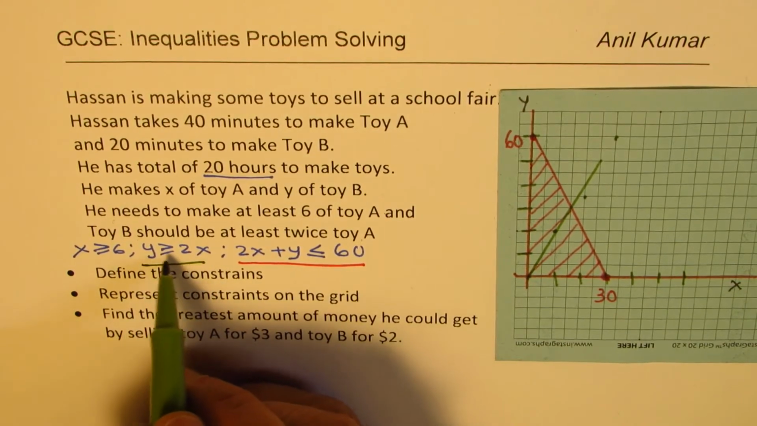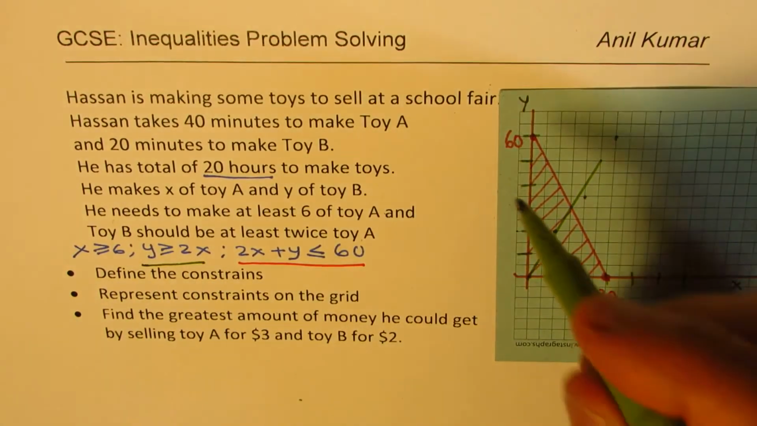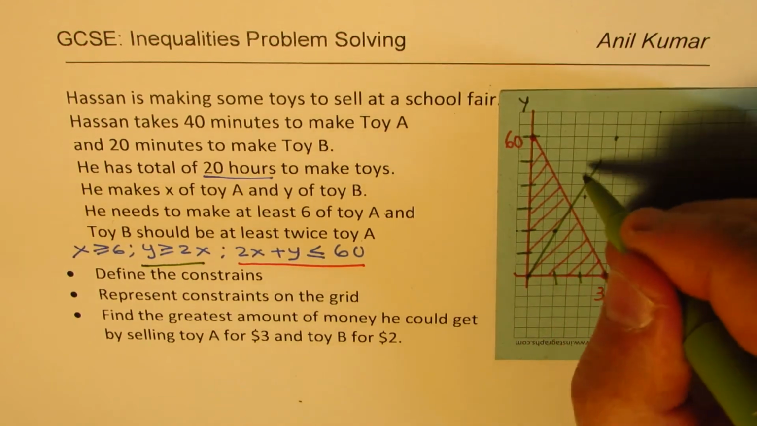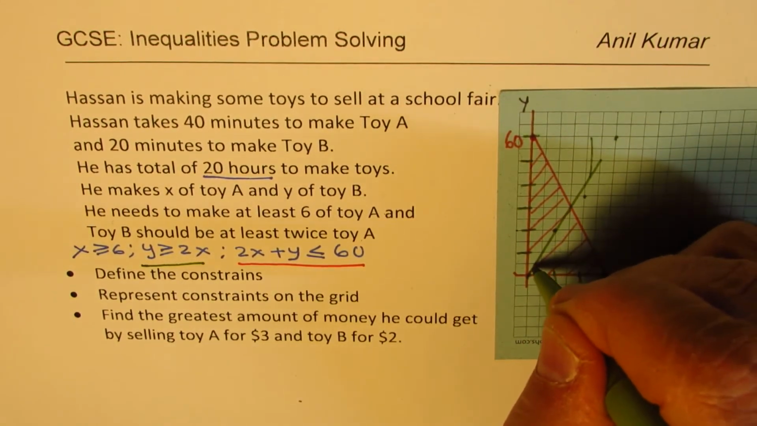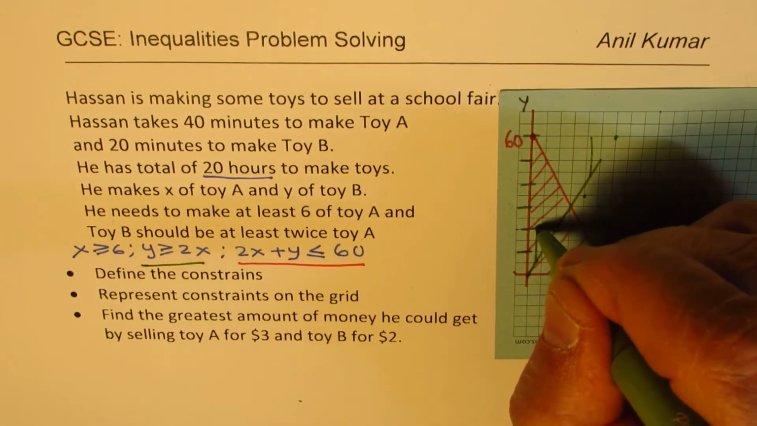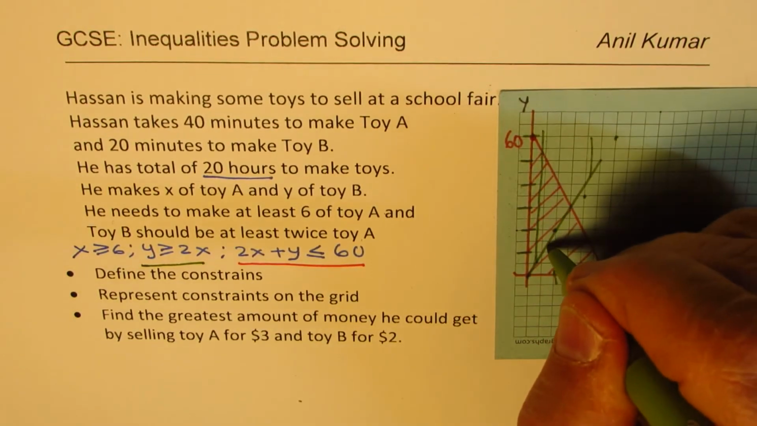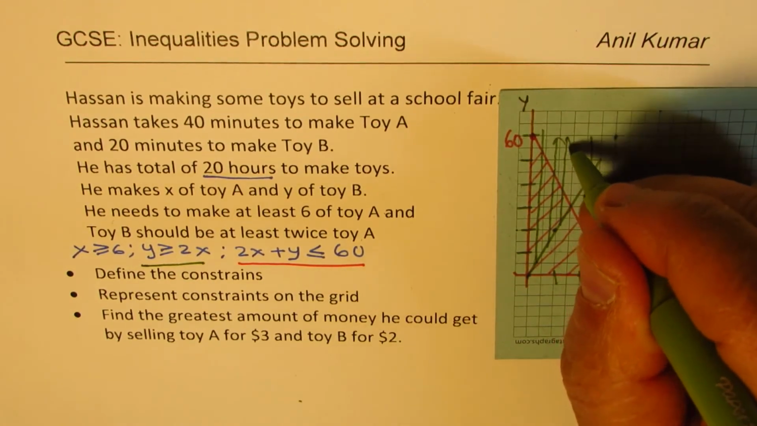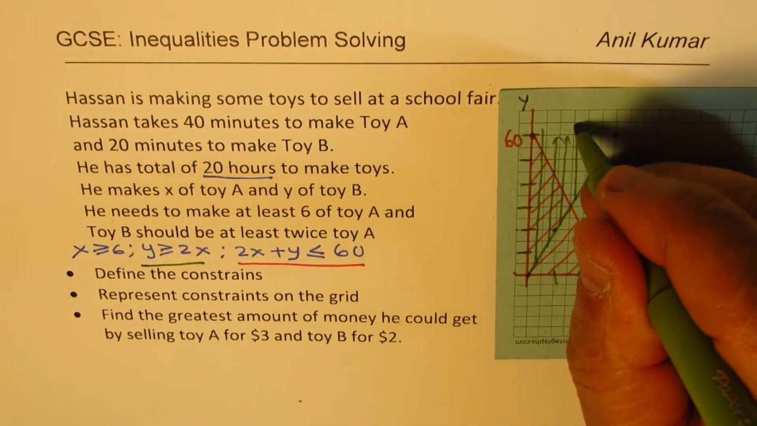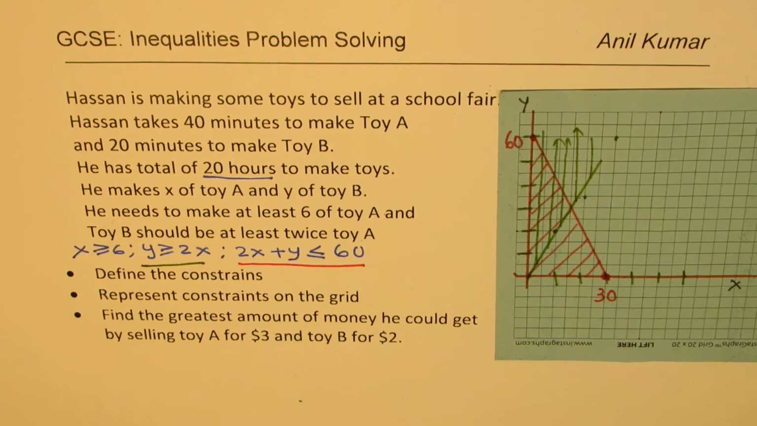And we want y to be greater than. So we are looking for a portion which is above this, right? So definitely we are looking into this portion which is above it, right? So somewhere here. So we got the second graph.